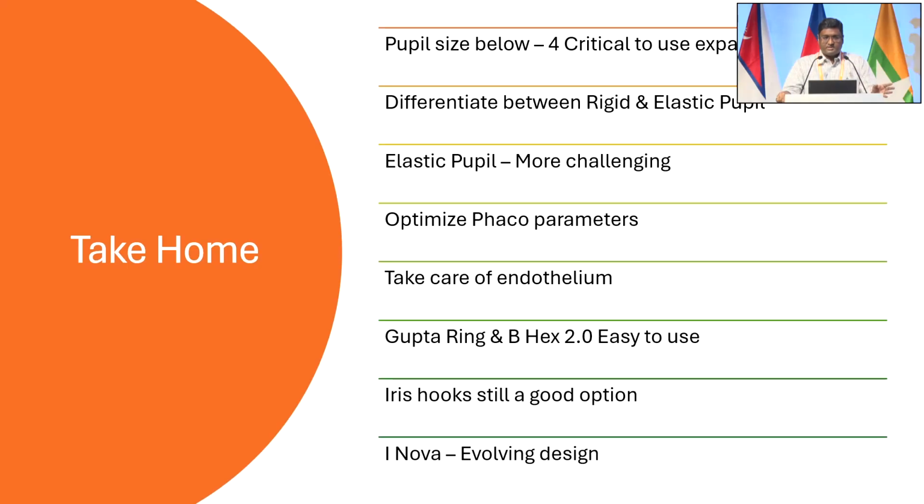Differentiate between rigid and elastic pupil. Elastic pupil is more challenging. Optimize your phaco parameters. Take care of the endothelium. To start off with, you can start off with the Gupta ring or B-Hex 2 that's available. Iris hooks still remain a good option. Inova is an evolving design that has a promising future.